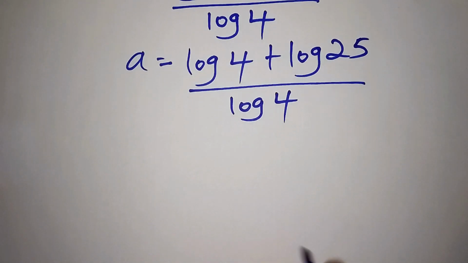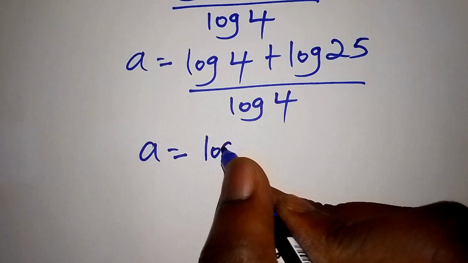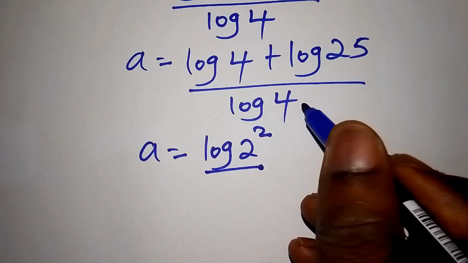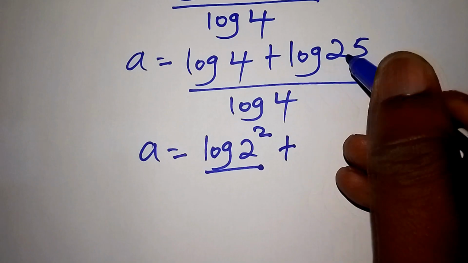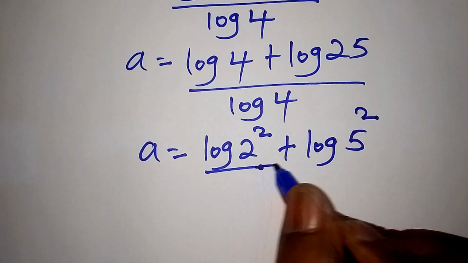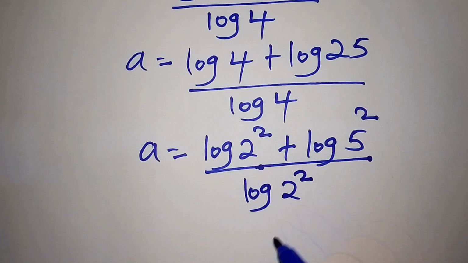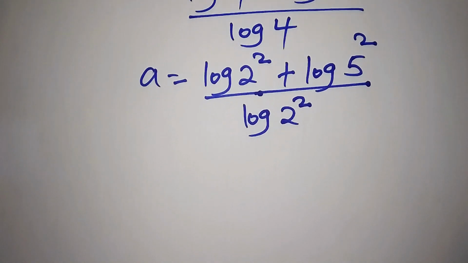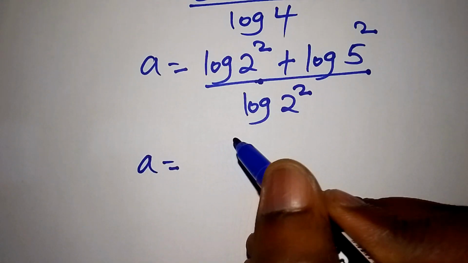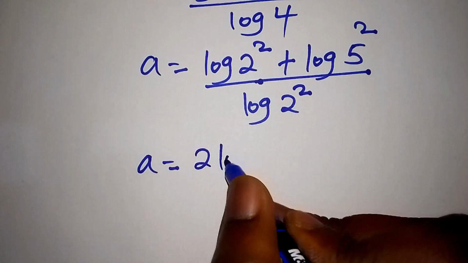So a is equal to, the log of 4 can also be written as the log of 2 to the power of 2, all over the log of 4, plus the log of 25, which can also be written as the log of 5 to the power of 2, all of this all over the log of 4, which can also be written as the log of 2 to the power of 2. So now a is equal to, the log of 2 to the power of 2 can also be written as 2 log 2.